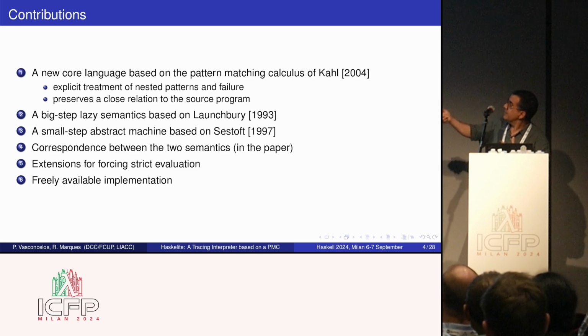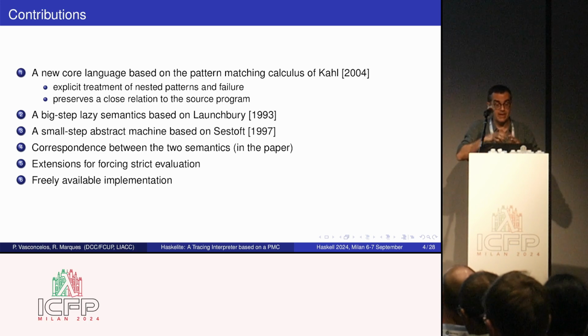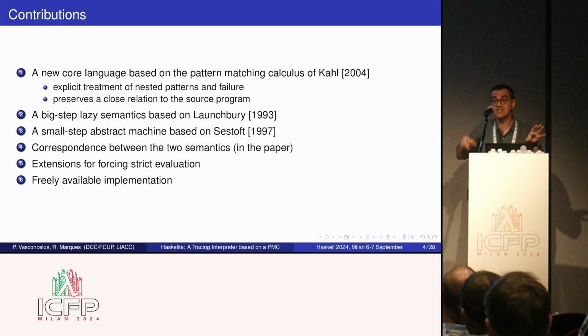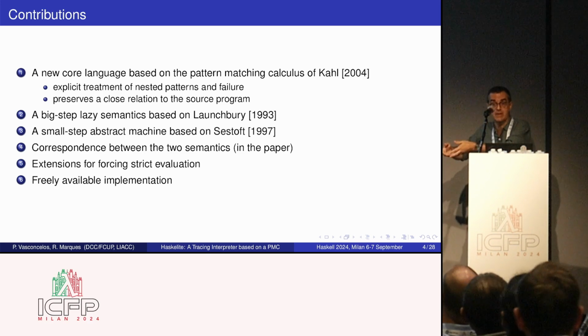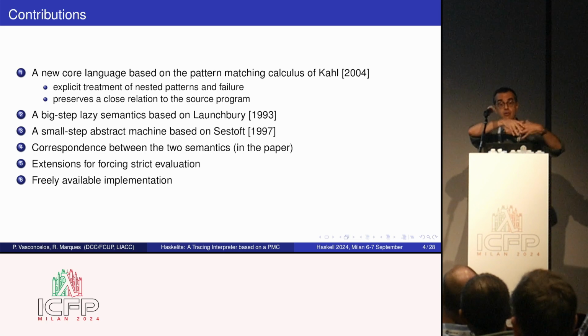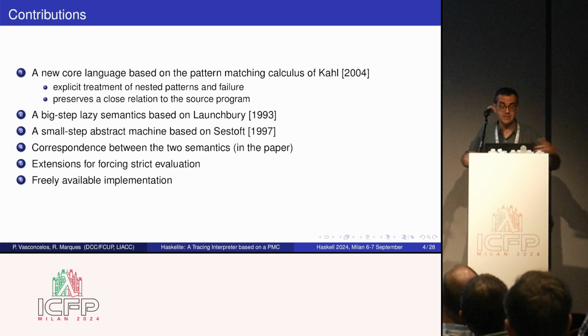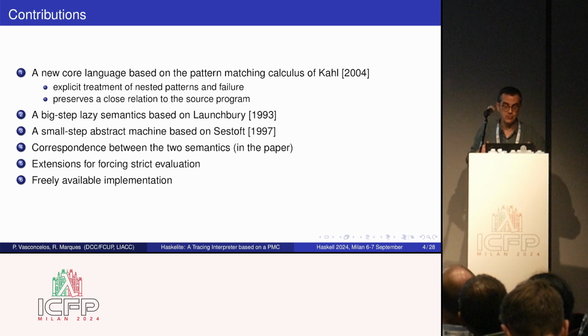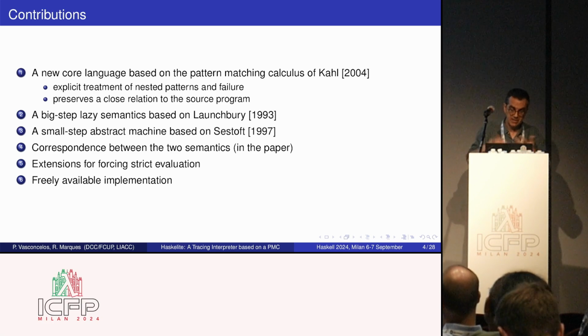Then I developed a big-step semantics based on the one of Launchbury, and a small-step semantics for the abstract machine, which is actually the thing that we implement, because the big-step semantics requires you to do the whole evaluation at once, and I want to do it piecewise. There's a correspondence between the two semantics, with a sketch of the proof. It's not particularly difficult, but it's in the paper.